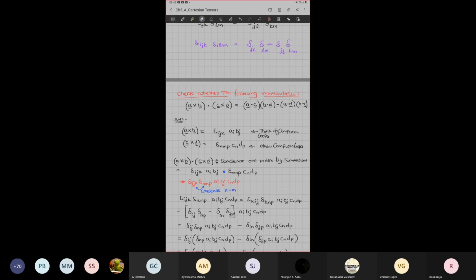A cross B dotting with C cross D. Sir, it can be a box product and then we can break it like that. Okay, see how easy it will be once we learn this indicial notation.